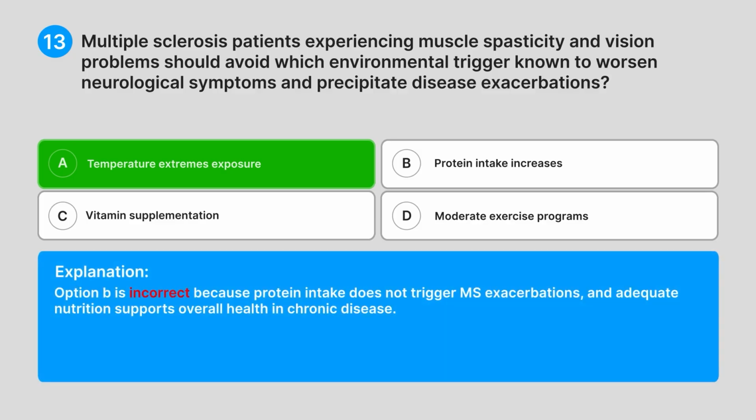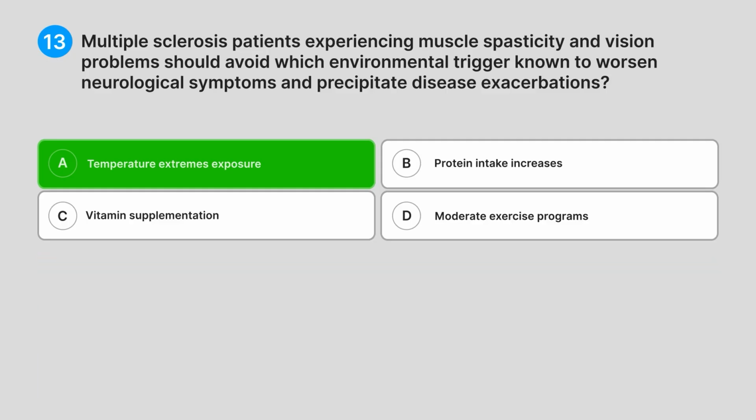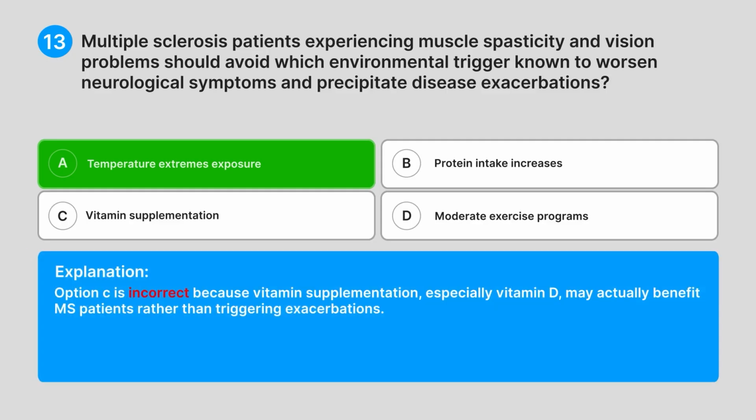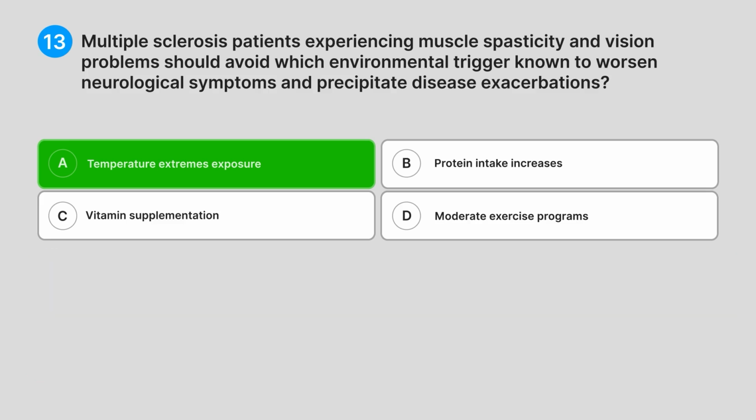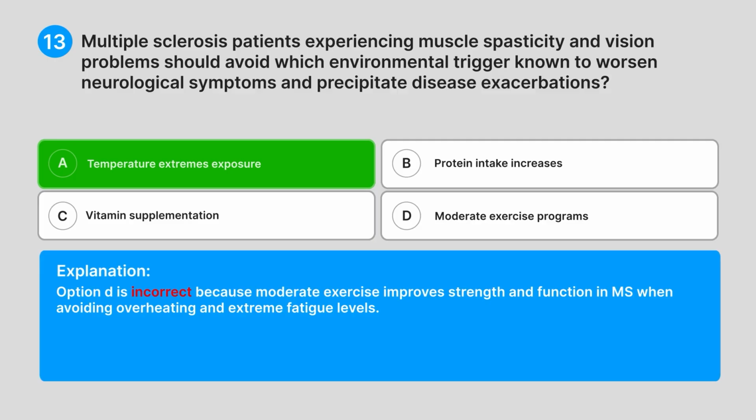Option B is incorrect because protein intake does not trigger MS exacerbations, and adequate nutrition supports overall health in chronic disease. Option C is incorrect because vitamin supplementation, especially vitamin D, may actually benefit MS patients rather than triggering exacerbations. Option D is incorrect because moderate exercise improves strength and function in MS when avoiding overheating and extreme fatigue levels.